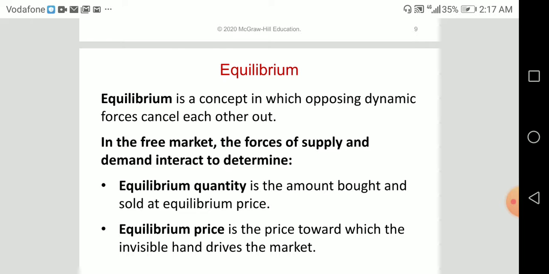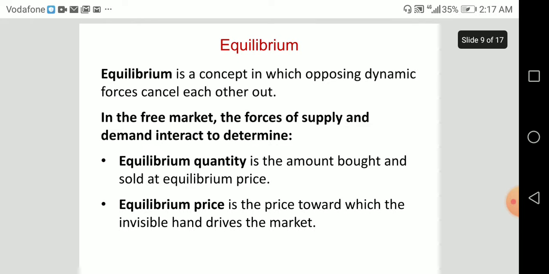So we can buy. You are satisfied with this price as a supplier, and I'm satisfied with this. We have here the voluntary exchange of money and goods between consumers and producers. So let's talk about this. Equilibrium is a concept in which opposing dynamic forces cancel each other out.